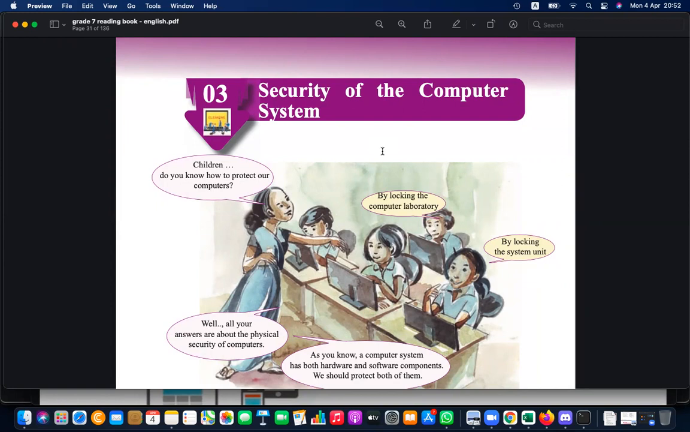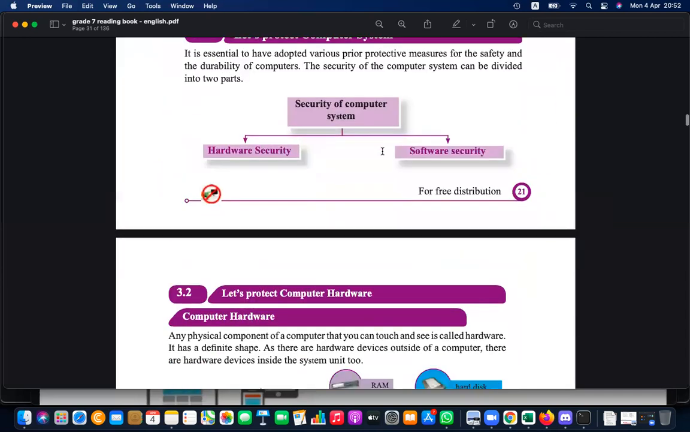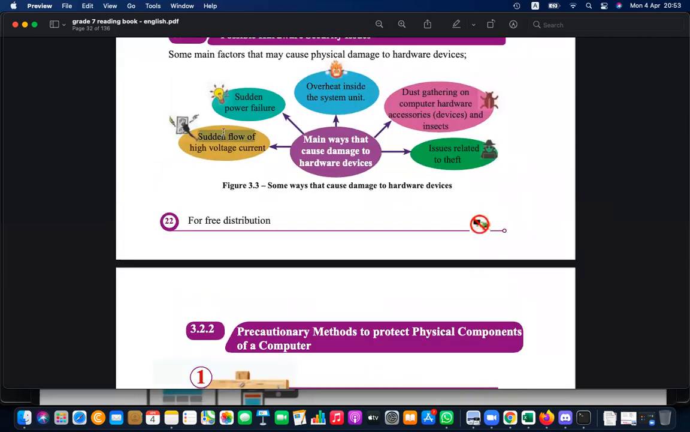So what are the 2 categories of security that you can provide? Physical security and logical security. Yes. Physical security is provided to hardware. Logical security is basically provided to software. We learn about that as well, right? Then hardware security is basically from high voltage, sudden power failure, overheat, dust and pollen, theft or willful damages, insects and animals. So these are the issues which can damage your hardware.